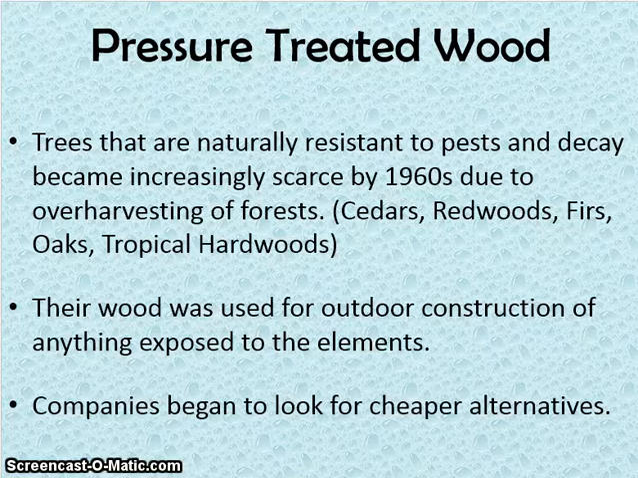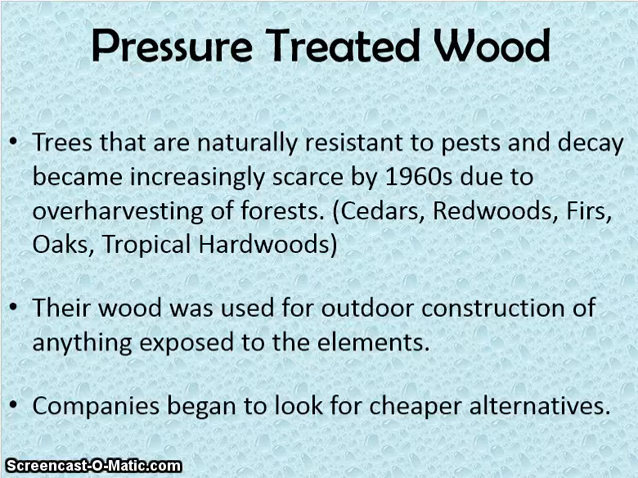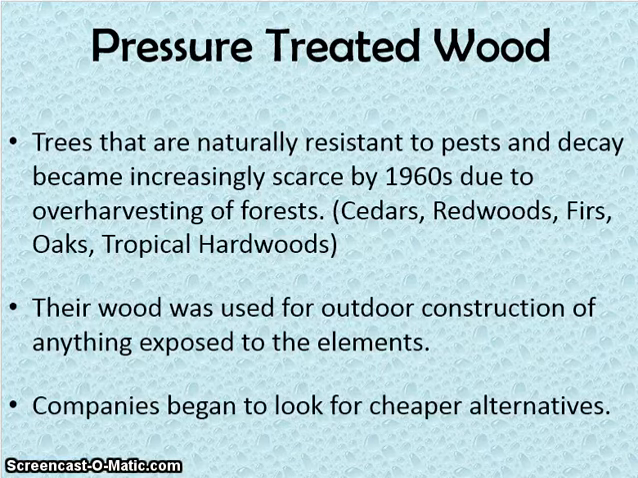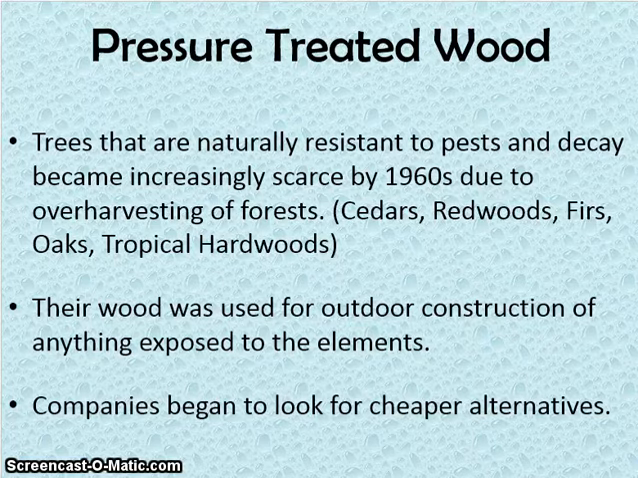But these naturally rot-resistant tree species also became scarce after decades of overharvesting forests. Companies had to look for cheaper alternatives than these expensive tree species. They turned to pressure-treated wood. What does pressure-treated mean?